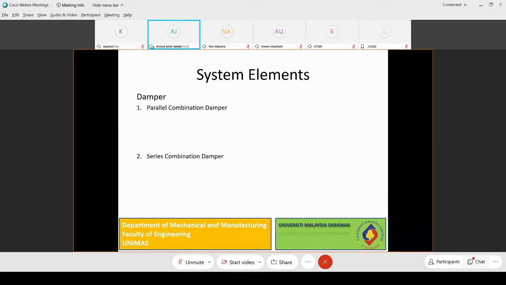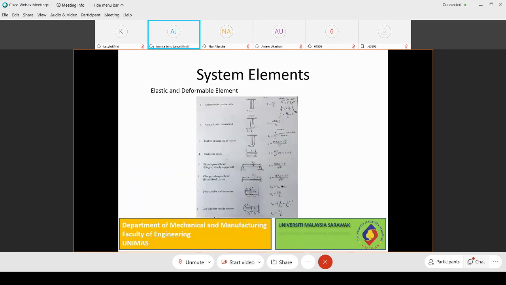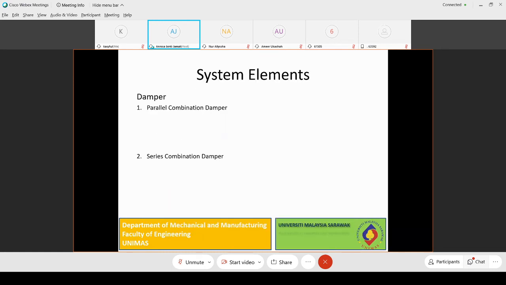All right, we have seen the spring and spring in general, how we define the parallel and also series combination. We have also gone through what we call the elastic and deformable elements, which can be analogous to the spring itself, which are rod, cantilever beam, and so on. So now let's have a look at the damper. How do we calculate the constant for the damper if we combine it in parallel and also in series?